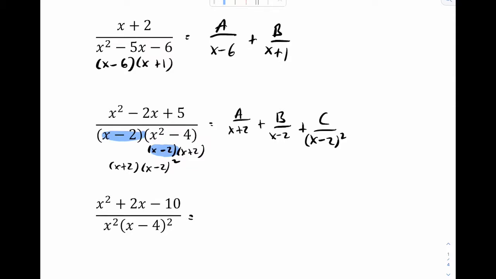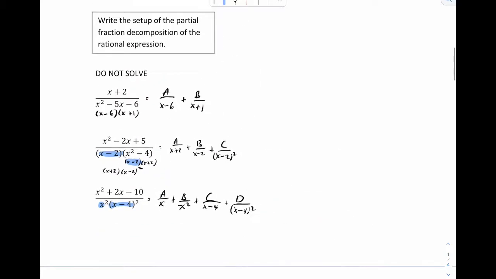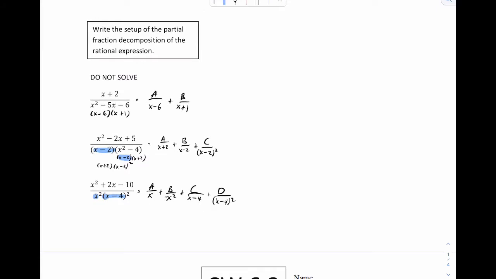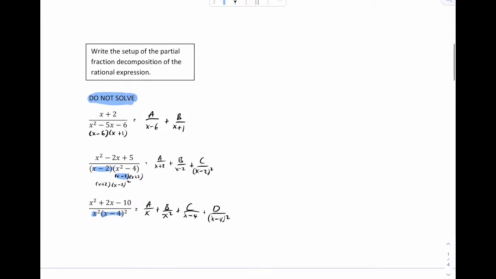And here's our last one. This one is again tricky because we clearly see a repeated linear factor here, but this right here is also a repeated linear factor. So we're going to write A over x plus B over x squared plus C over x minus 4 plus D over (x minus 4) quantity squared. Yep, and those are the solutions for that. Notice how I put a big note, do not solve. So I'll put problems like this on your test or quiz, just to test if you can set it up properly.